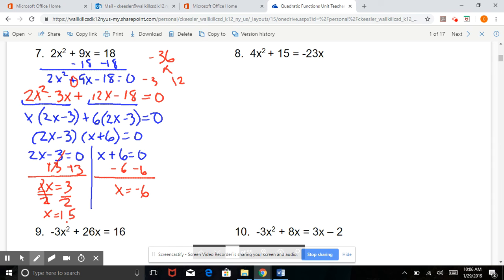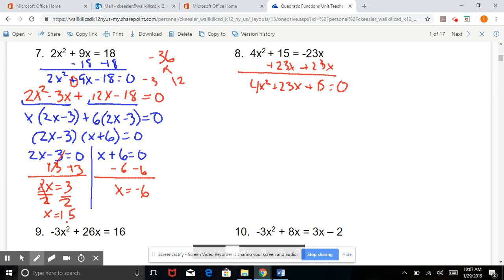On to number 8, same idea. This time notice that the b term is on the opposite side of the equation, so we need to bring that over to the left-hand side in between the a and c terms. So we're going to add 23x to both sides, which gives us 4x squared plus 23x plus 15 equals 0.